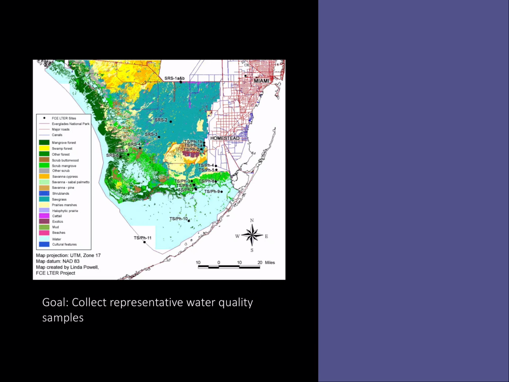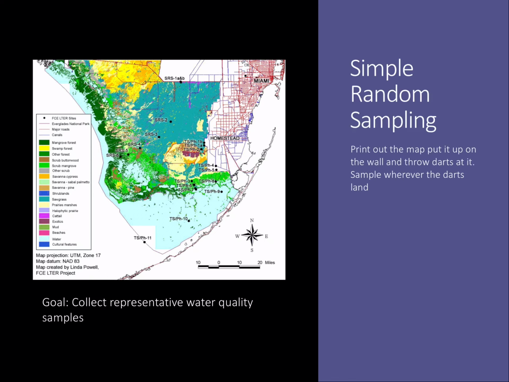Now let's look at an environmental example. This is a map of Everglades National Park. You can see here on the map, it's different colors. Each of these colors corresponds to a different habitat type. And your goal here is that you want to go collect some water quality samples, so some lake, river, maybe ocean samples throughout Everglades National Park to get an idea of what the water quality is like.